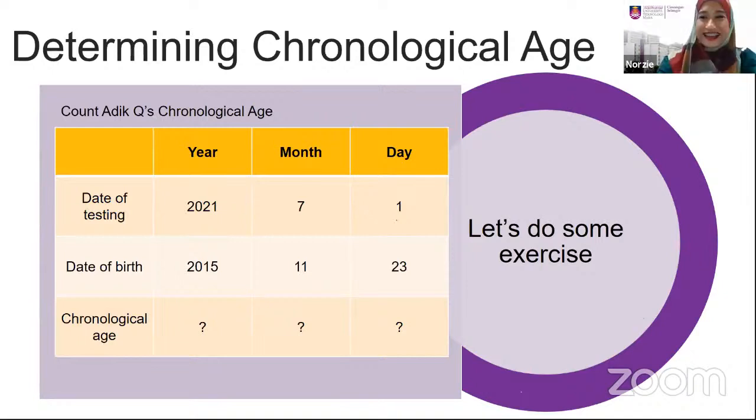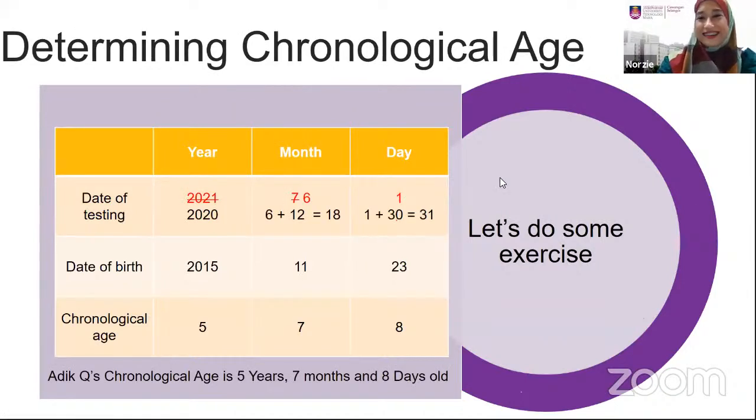Ramai dapat jawapan yang betul. Okay, let's go to the next slide. Siapa yang dapat jawab 5 tahun, 7 bulan, 8 hari? Betul. Okay, anda semua hebat. So so far ada any question regarding chronological age? Do you have any question? Okey, tak ada soalan.